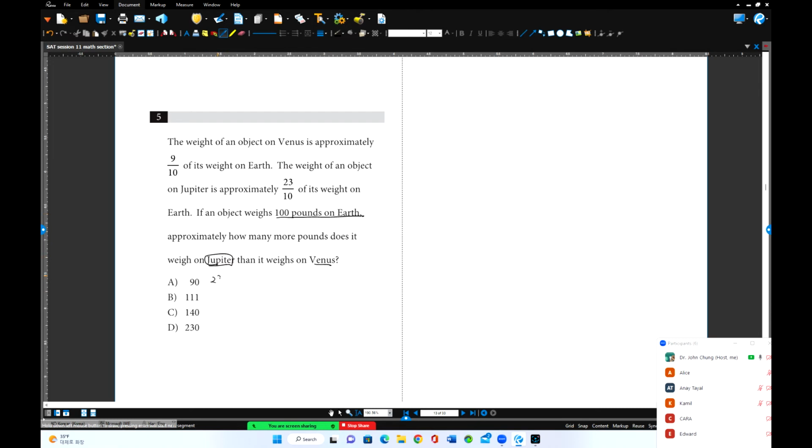Jupiter, what is that? 23 over 10 times 100 on Earth. 230 pounds. Okay. Venus is at 9 over 10 of what? Earth. Okay. 90. What's the difference? 230 and 90. 140 is the answer. Okay.